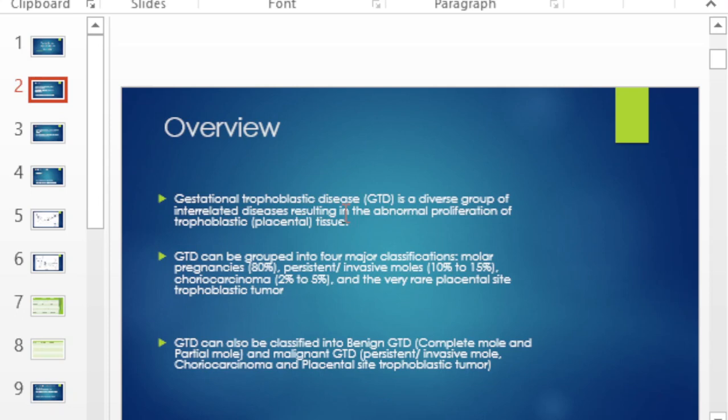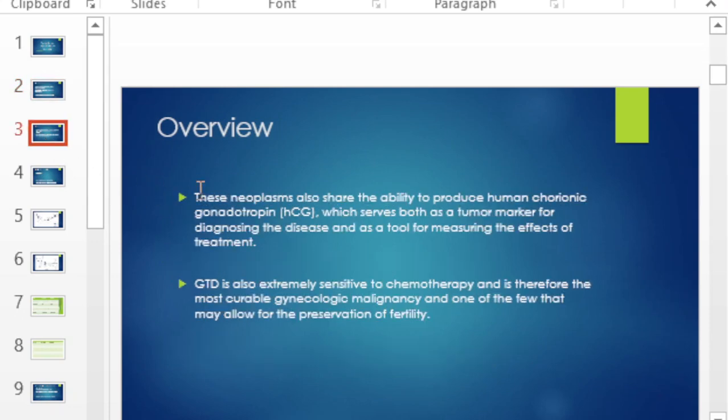These diseases can also be classified into benign and malignant. The benign ones are the molar pregnancies, which are the complete mole and the partial mole. The malignant ones are the persistent or invasive mole, the choriocarcinoma, and the placental site trophoblastic tumor.